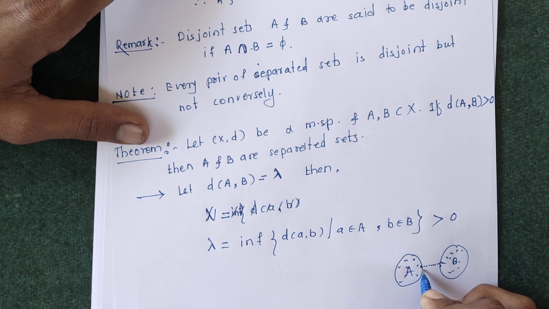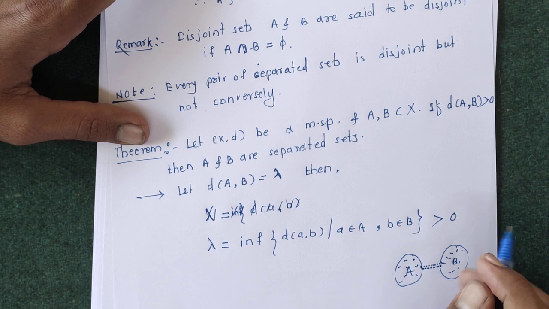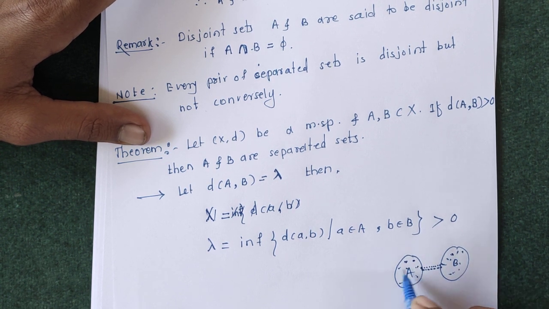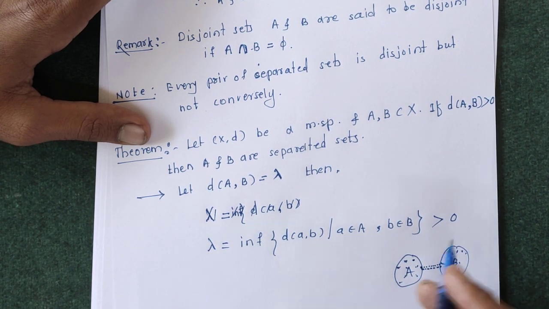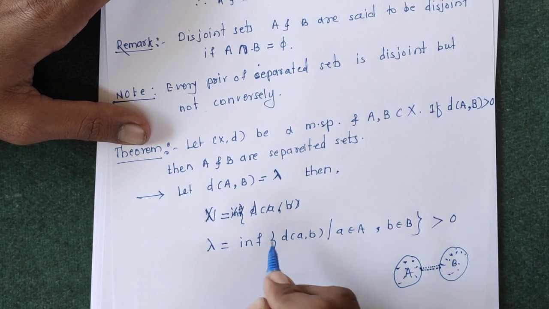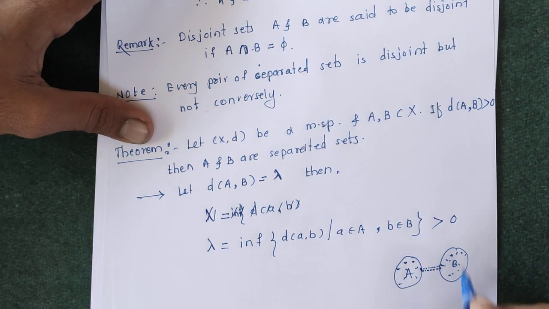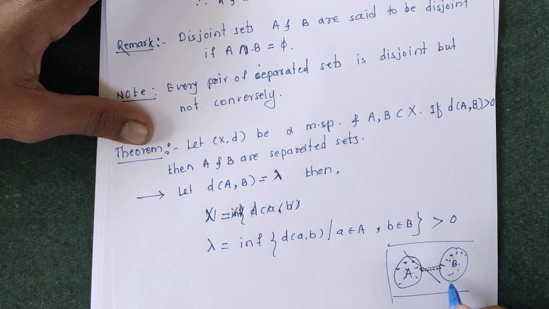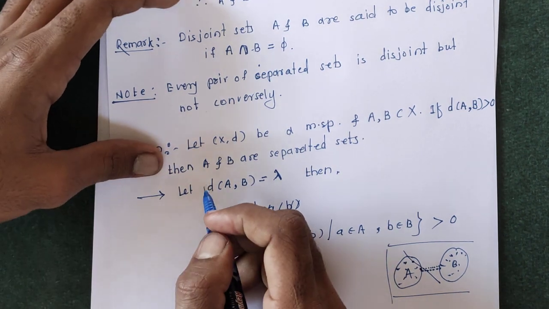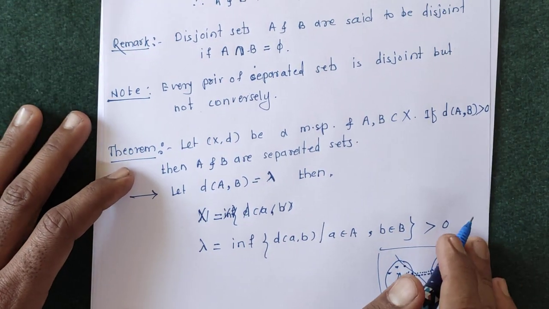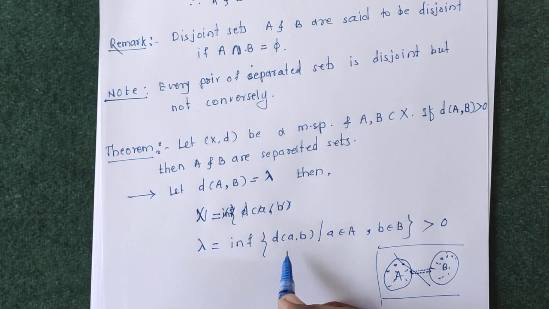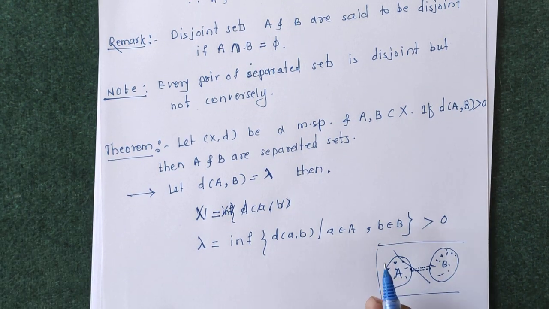Or if we take one element which is very close to this point, so this will be the minimum distance. If we find the distance between all the elements, then the smallest distance, that is the infimum of distance between A and B, is the distance between two sets. So this is the definition of distance between A and B. So here clearly lambda is greater than 0 and lambda is equal to the infimum of distance between a and b, a belongs to A and b belongs to B.